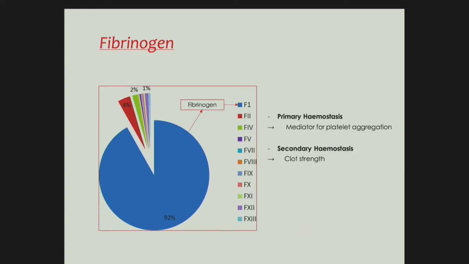tranexamic acid. So why is fibrinogen the most important clotting factor? We need fibrinogen to produce the clot. If we don't have enough fibrinogen, you may have adequate amounts of your other clotting factors, but if you've got nothing to clot, you're going to bleed. So fibrinogen is the first clotting factor that falls in critical bleeding because it's being consumed to try and stop the bleeding. It accounts for about 92% of the overall total of our clotting factors.